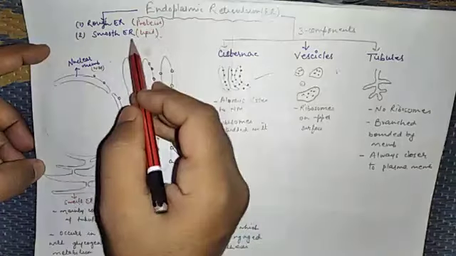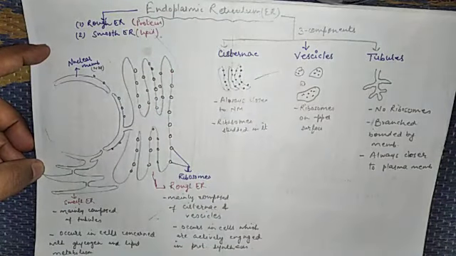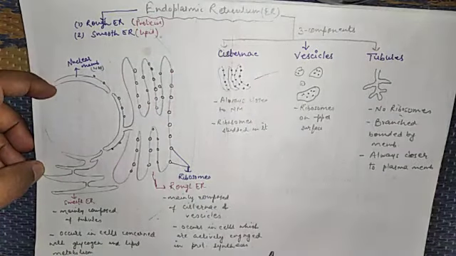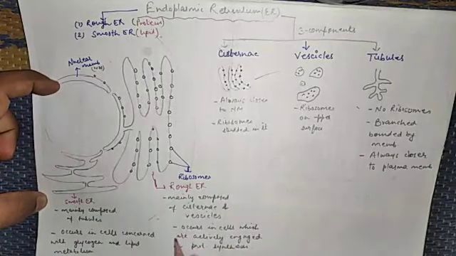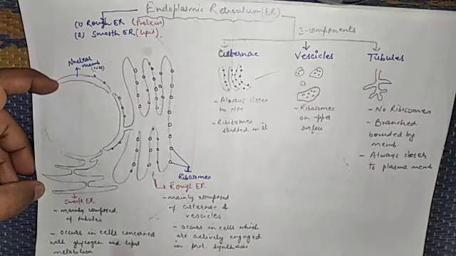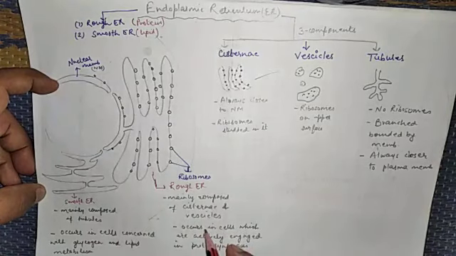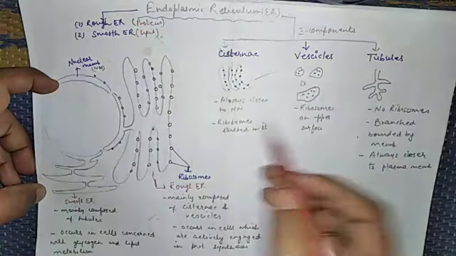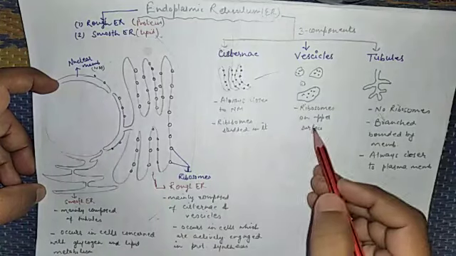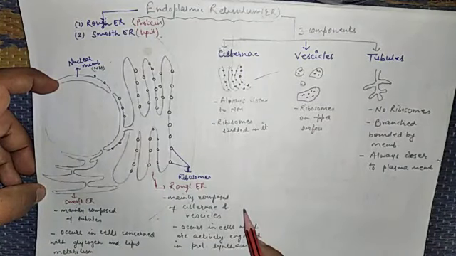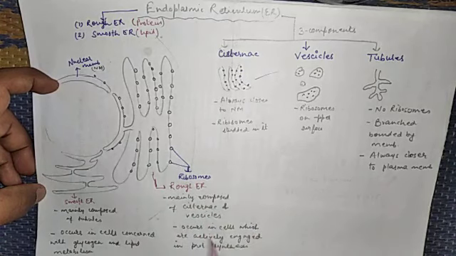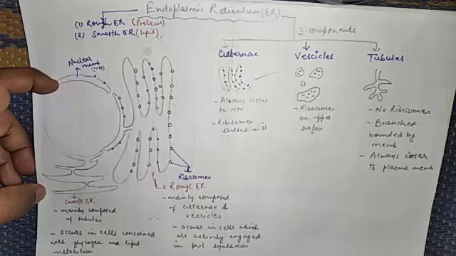And smooth ER helps in lipid or fat synthesis inside the cell. Now coming to the basic information about smooth ER and rough ER. Rough ER is mainly composed of cisternae and vesicles. As we know, cisternae and vesicles have ribosomes, so they help in protein synthesis. This rough ER occurs in cells which are actively engaged in protein synthesis.